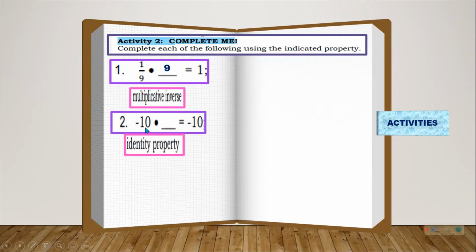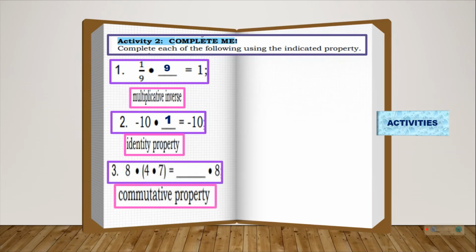Next, negative 10 times blank is equal to negative 10. So, that is identity property. So, ano yung dapat i-multiply kay negative 10 para mag-still negative 10? So, that is 1. Number 3, 8 times quantity 4 times 7 is equal to blank times 8. So, meaning, ano yung nandito? So that is 4 times 7.